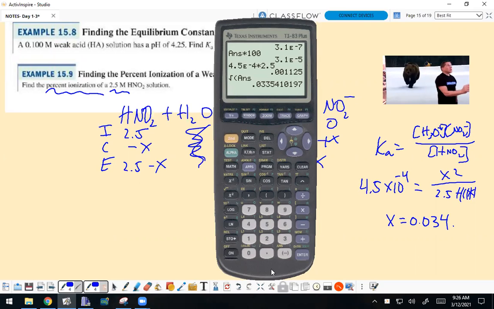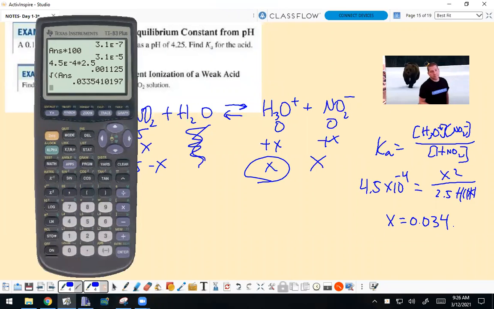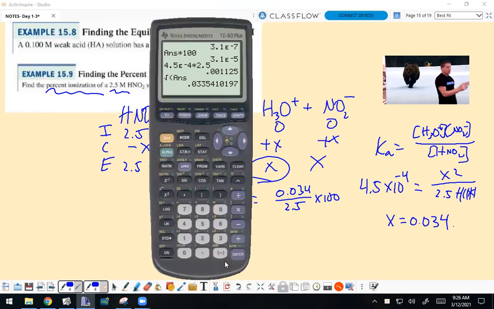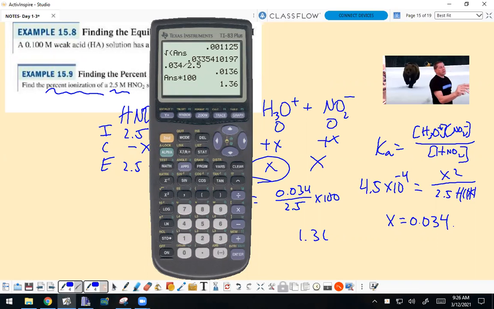So now we can find the pH, we know x, but this doesn't ask for x, it asks for the percent. So the percent is, what did you get for x over the initial concentration, like always, x over the initial concentration. What we're really finding is what percent of 2.5 is 0.034. And we get 1.36%. So this thing is 1.36% ionized, which means we can take the negative log of that number and get the pH.